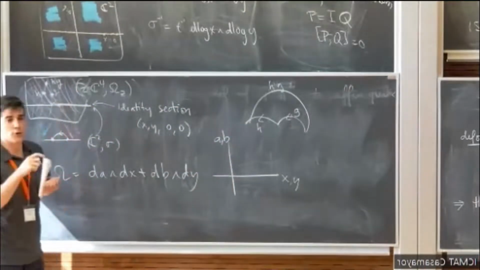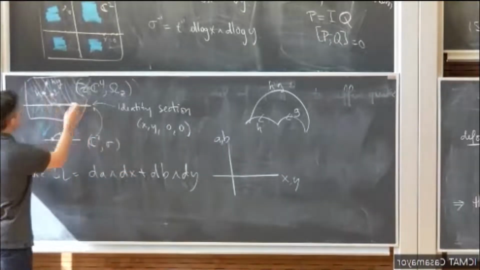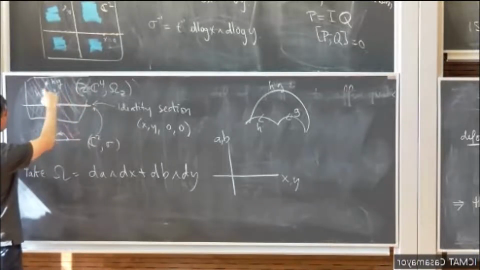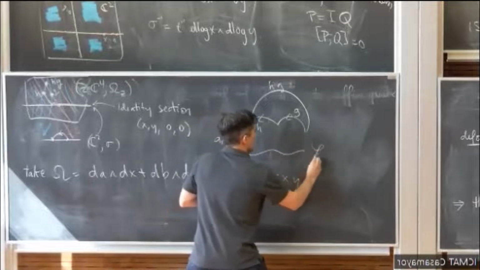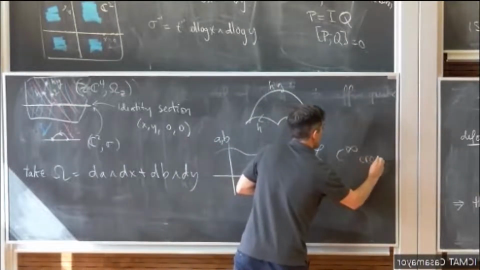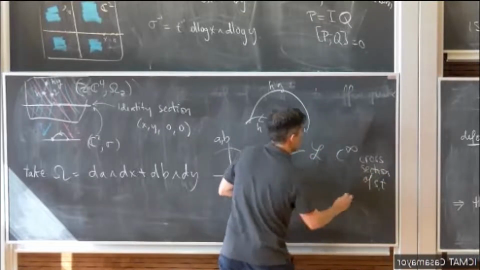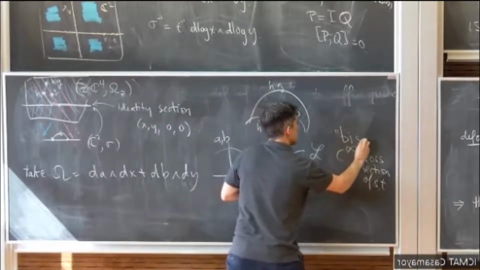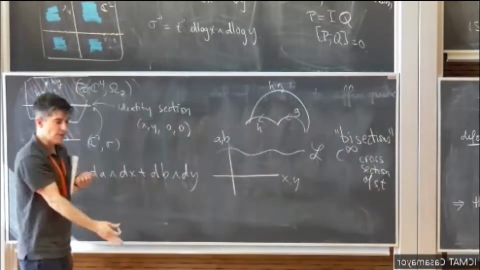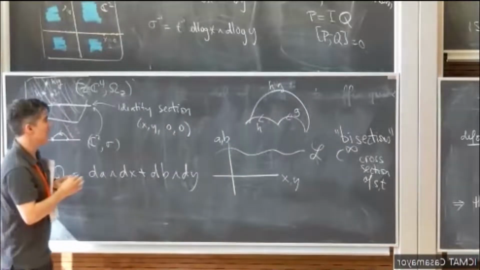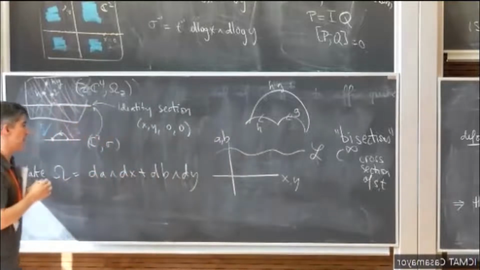And what we could do is choose a C infinity cross section. And now we have to choose a cross section to both the red and the blue foliation. So we need to choose a C infinity cross section of S and T. These are called bisections, which is a really bad term because it makes it seem like you're cutting something in half, but you're not bisecting anything. It's just two sections. They could have called it a double section.